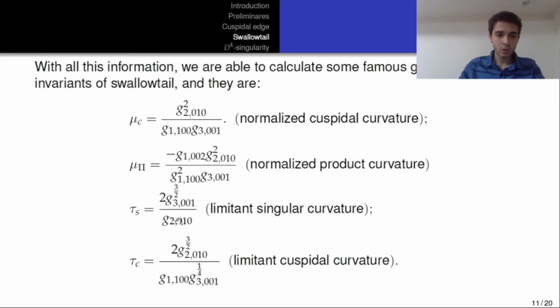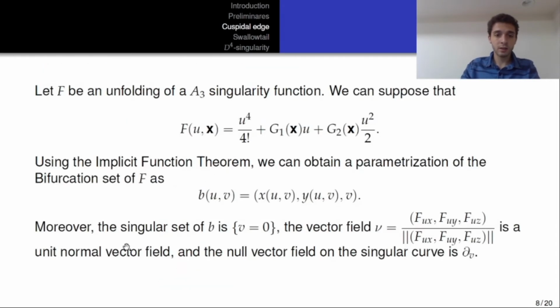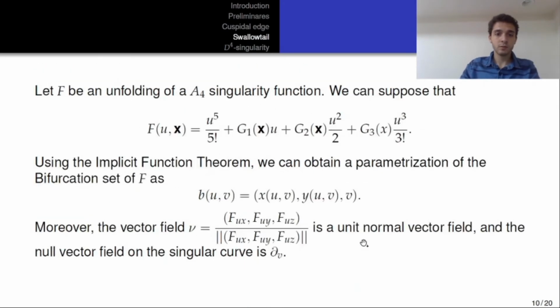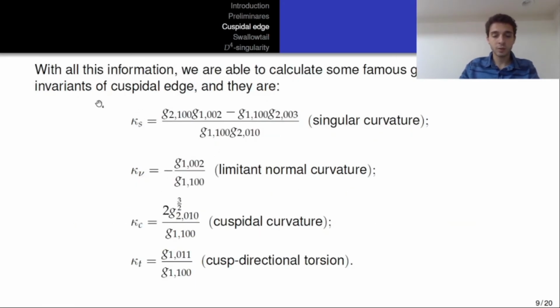Another example, the limiting singular curvature. We only need two coefficients: the coefficient of z in g3 and the coefficient of y in g2. It is worth noting that the coefficients of each invariant in the denominator, for example g1 (1,0,0) and g3 (0,0,1), are all of them non-zero by this condition. Actually, they are all positive, and this comes from the conditions of the Morse family. So they are all well defined, and this holds as well for the cuspidal edge.